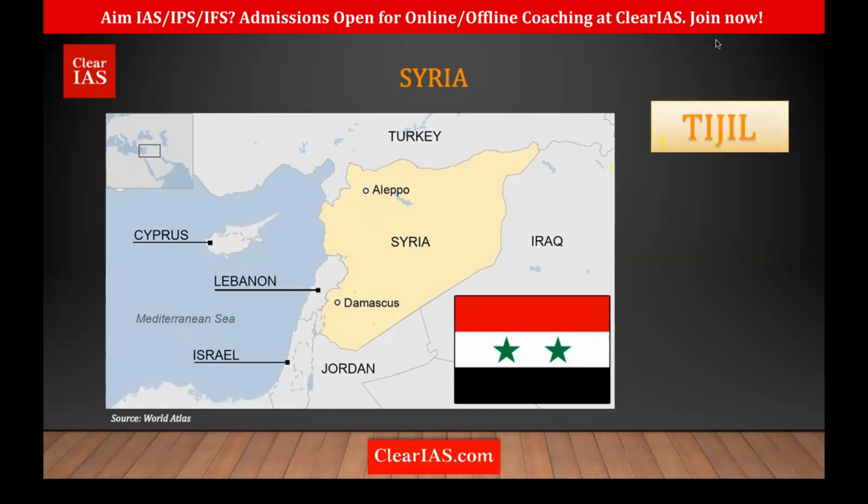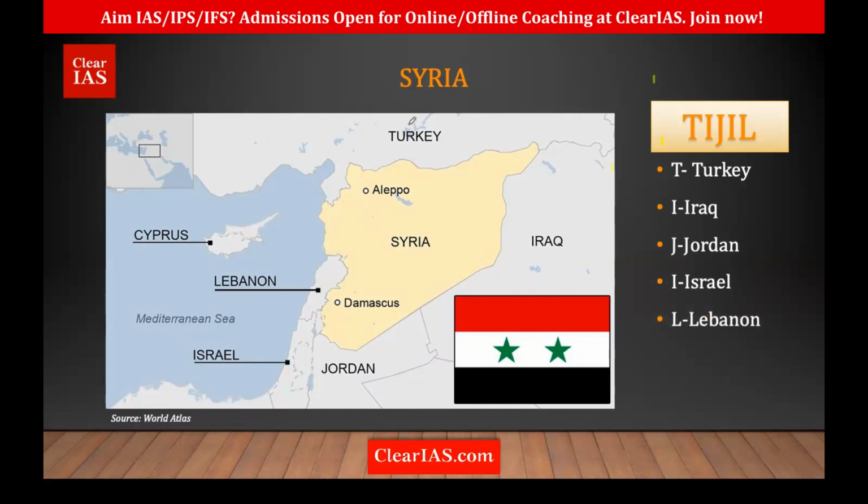Okay. So I'll give you a code for this in order to remember this. It is Tijil. Remember whenever you speak about Syria, remember this word Tijil. So what is the expansion? Yes, obviously the bordering countries. So if we're talking about Tijil, T is Turkey, I is Iraq, J is Jordan, Israel, and Lebanon.